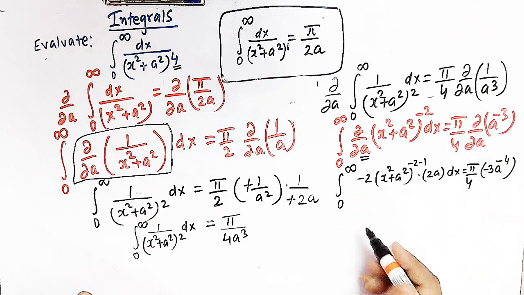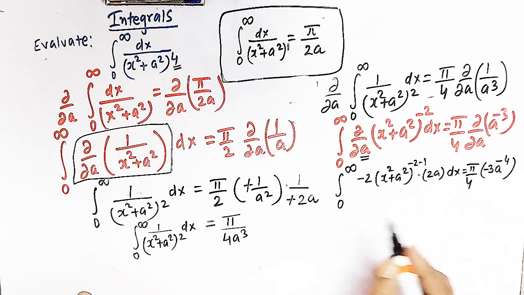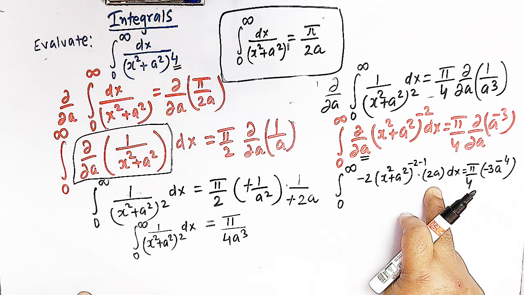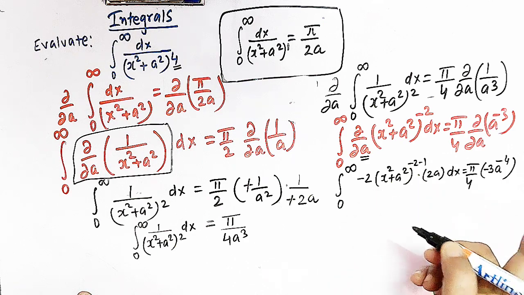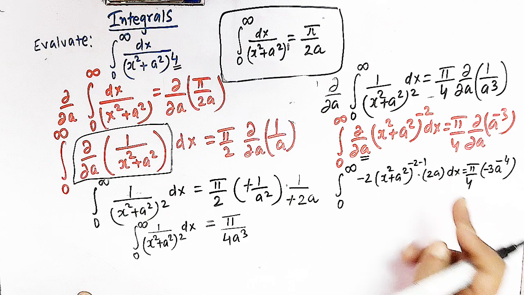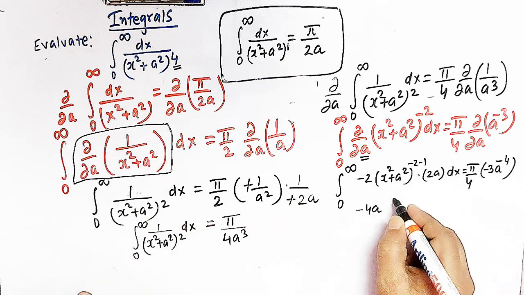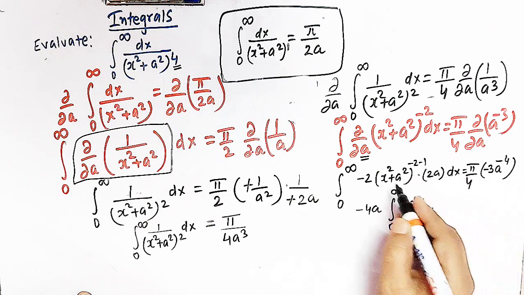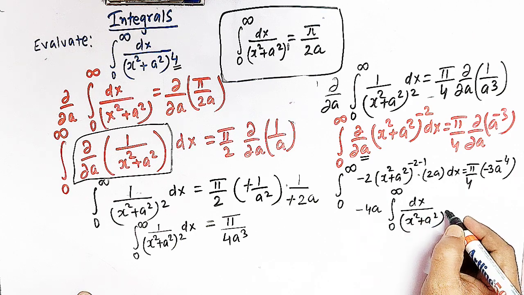So we can now simplify it, and we have here a minus 2 times 2a is minus 4a, and now we have the integral here. So we can now again treat x as a variable and a as a constant, so that we can take minus 4a outside the integral. So here we have minus 4a, then we have 0 to infinity, and we have dx over (x² + a²) raised to 3.